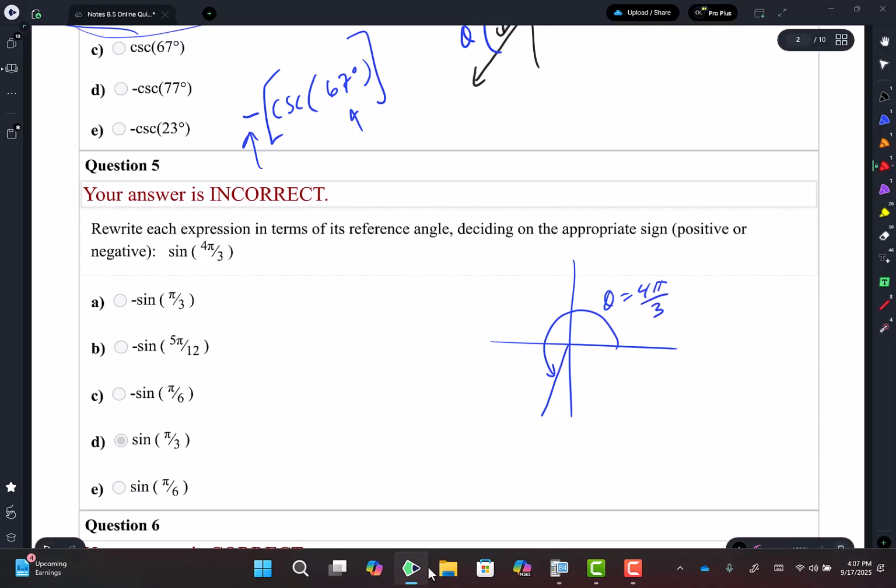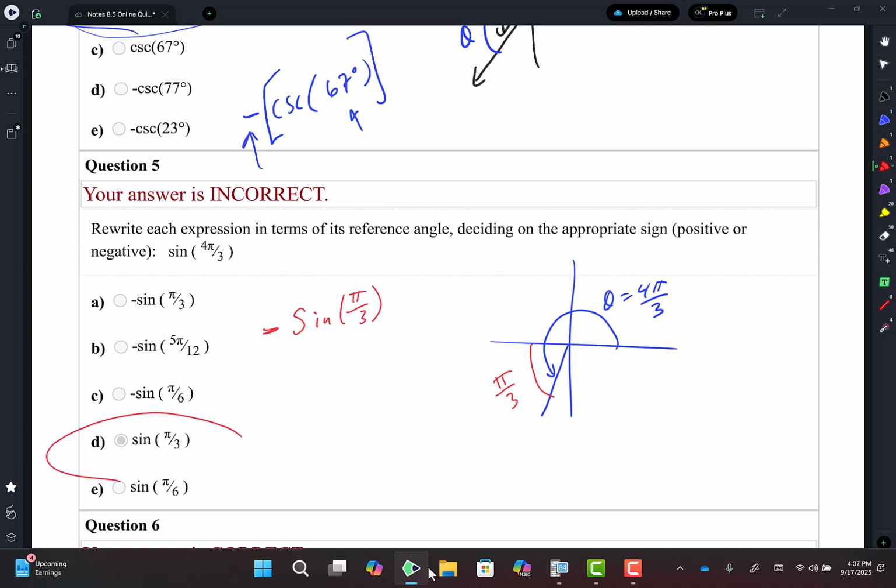So the reference angle is this guy. That's pi over 3. Again, what did you tell me about sine of 4 pi over 3? Is it going to be positive or negative? Negative. So put a negative in the front. Sine of pi over 3. And there it is. Oh, nope, that's not a negative.